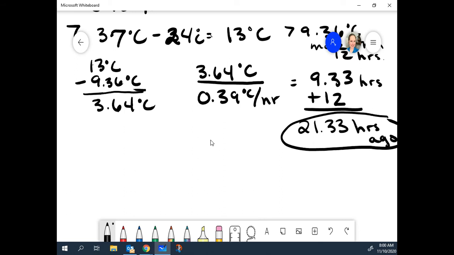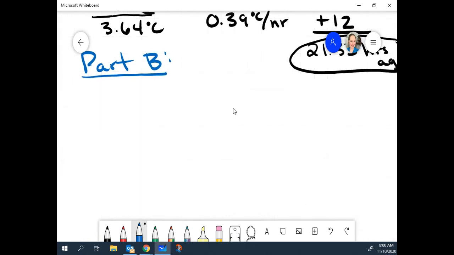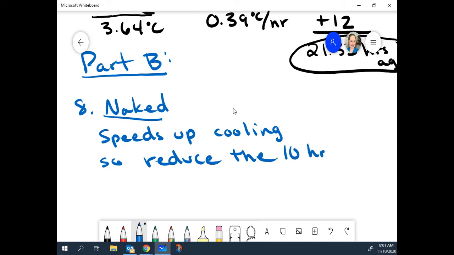All right, so part B has us looking at what would these conditions do to our estimate. So part B does not actually require you to do any math. We are just looking for what would these conditions do to the rate of cooling. So if the body was found without clothes on, would that speed up or slow down the cooling of the body? It would speed it up, right? So it speeds up the cooling. So what would that do to the 10-hour estimate that the investigator had? Would it be more than 10 hours or less than 10 hours? It would be less than 10 hours. So it would be a reduction. So it would reduce the 10-hour estimate.